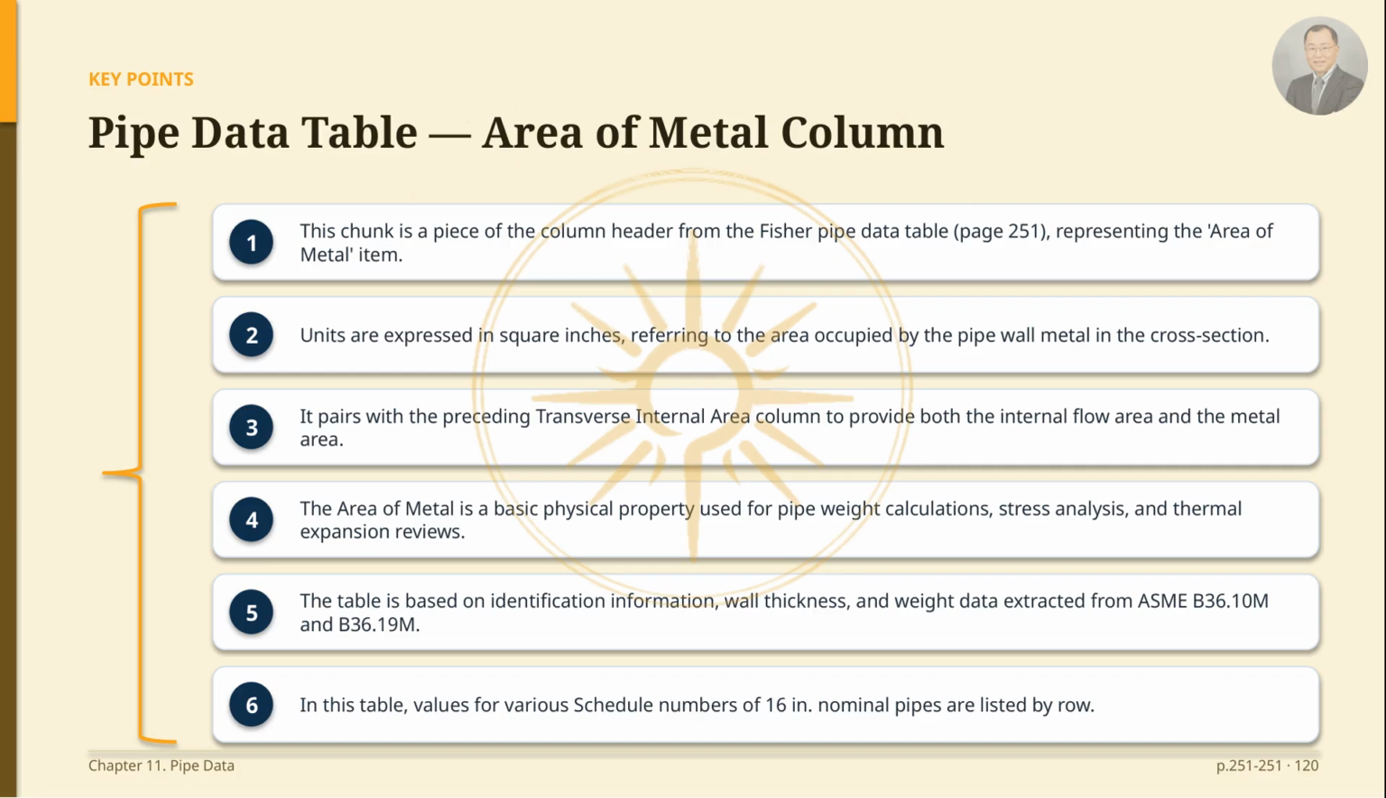This slide shows the area of metal column from the pipe data table extracted from page 251 of the Fisher Handbook. This represents the metal area of the pipe wall in square inches and is an essential material property for stress analysis or thermal expansion review. For example, in the case of a 16 inches nominal pipe, you can see that the area of metal value varies depending on the selected schedule number. For the remaining detailed figures, engineers should first select the schedule number that fits their design conditions and then refer to the value in the corresponding row for weight calculations or structural analysis.